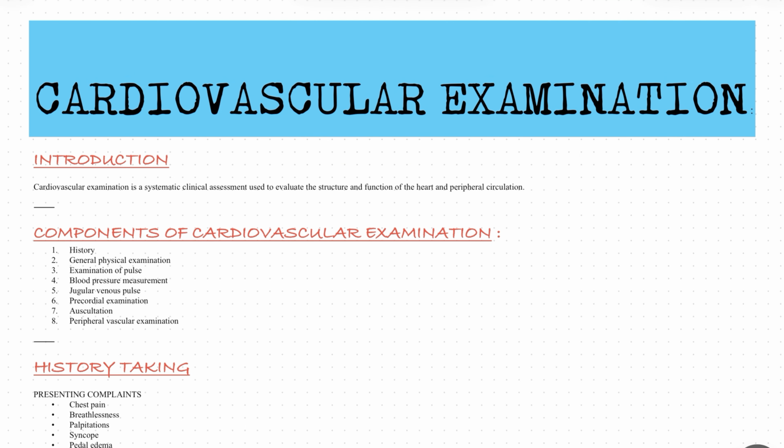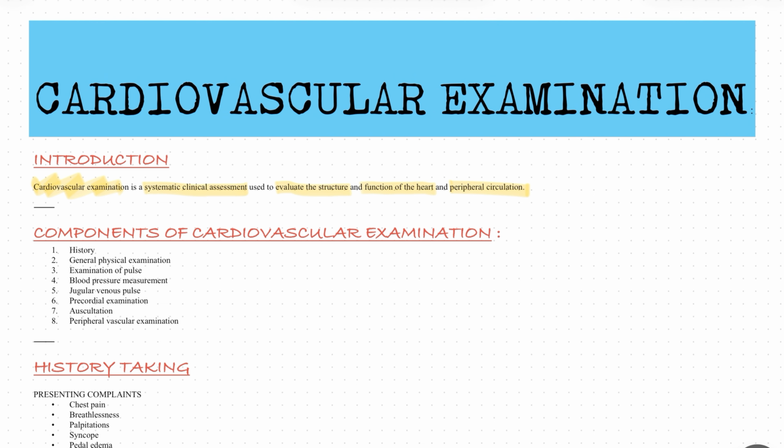This is one of the important topics. You people get confused about what subtopics you are going to get under which topic. So let's make it simple. You have hundreds of pages when you read a standard textbook on cardiovascular examination, but I tried to concise it to whatever I felt is important for you to know under the main heading. So let's start. Cardiovascular examination is a systemic clinical assessment used to evaluate the structure and function of the heart and peripheral circulation.